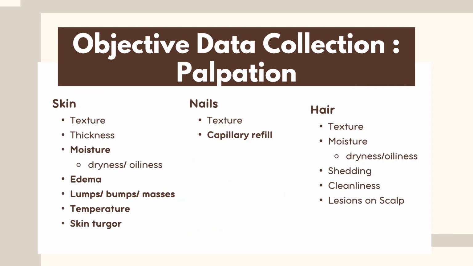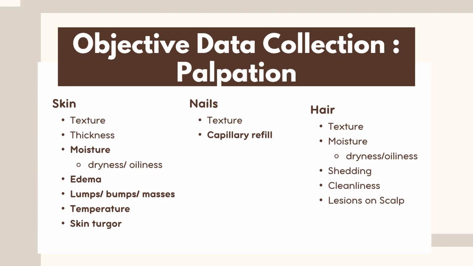So with palpation, for your skin, you want to check for texture, thickness of the skin. What about that moisture? Is there any dryness, oiliness? What about edema? Edema is going to be that presence of swelling within the body. We do grade this, but you will learn that when we talk about CVS, PVS in a few weeks, and that can indicate fluid overload, heart failure, or venous insufficiencies. What about lumps, bumps, masses? We want to palpate for those. Is there any pain or tenderness when we are palpating them for the patient?